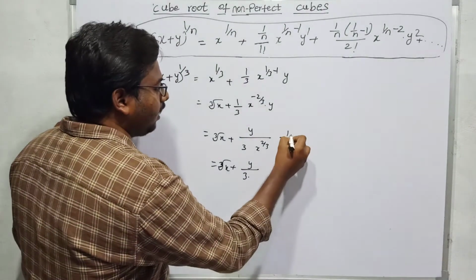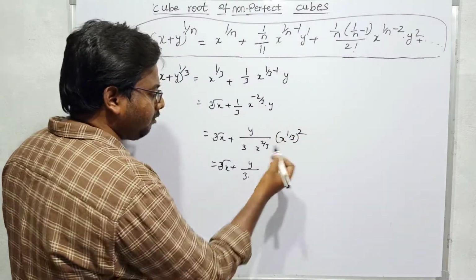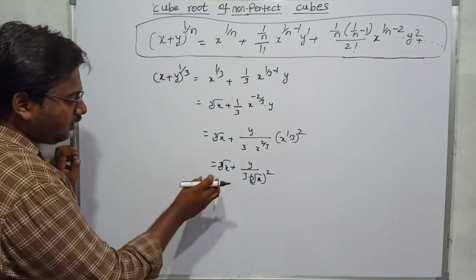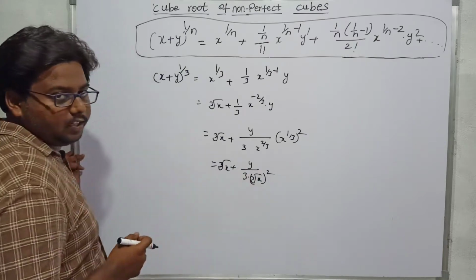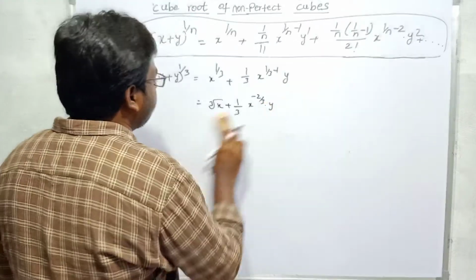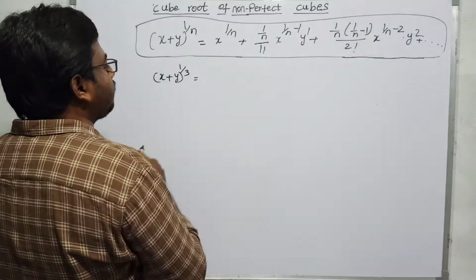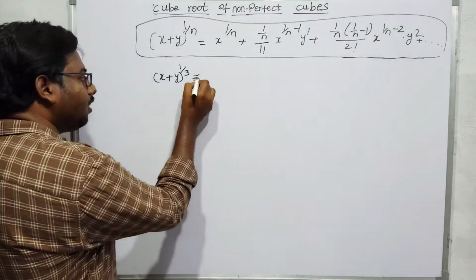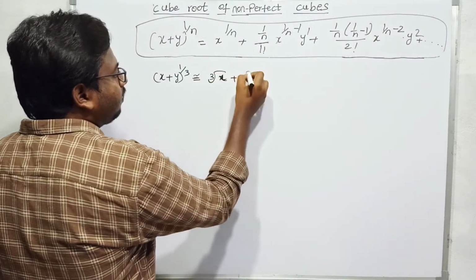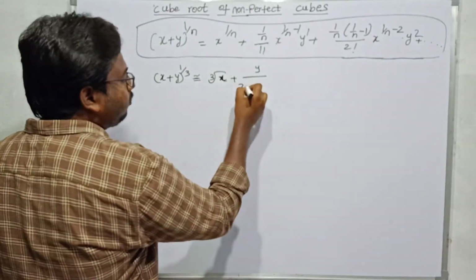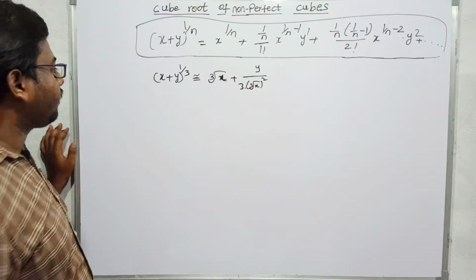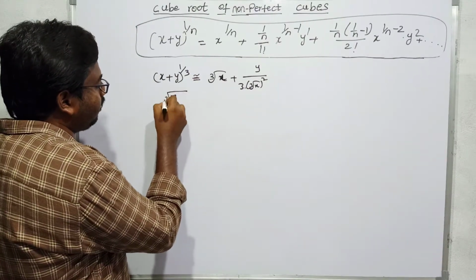I can write this as x power 1 by 3 whole square. So x power 1 by 3 is nothing but cube root of x, and I will write this as whole square. So this is the formula: cube root of (x plus y) is approximately cube root of x plus y upon 3 into cube root of x whole square. This is the result, so you can apply this.